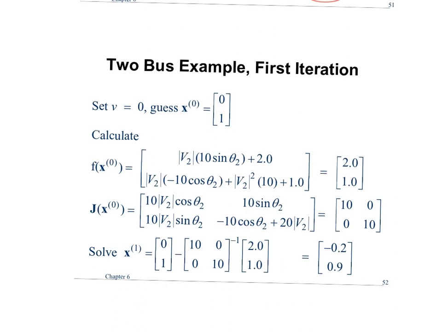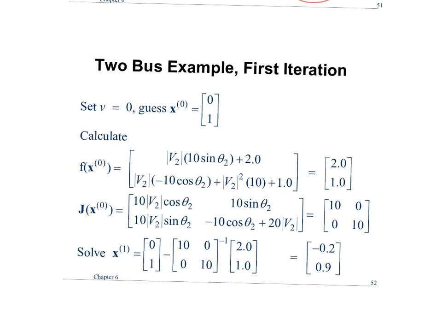Let's start cranking out iterations. First guess, 1 at an angle of 0. Plug in 1 for V2 and 0 for theta 2, and you end up with 2 and 1. Are those good numbers or bad numbers? Depends on perspective, but they're supposed to be 0, right, if you get the correct results. Are those 0? No. They're supposed to both be 0 when you're done, or very close to 0.